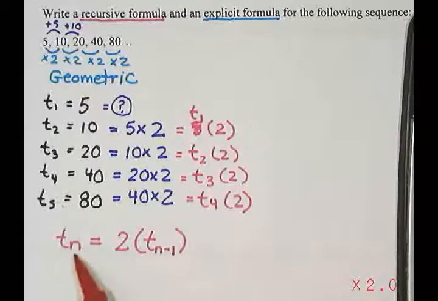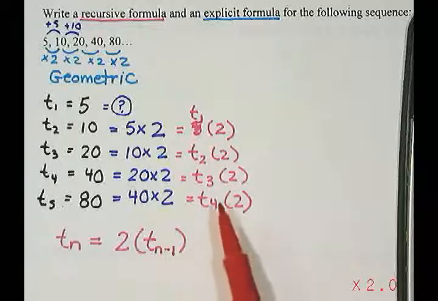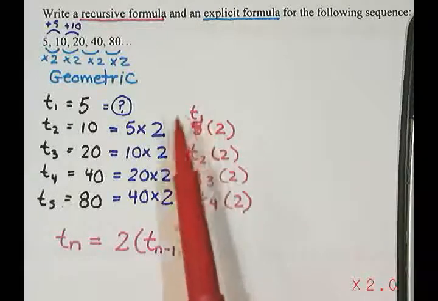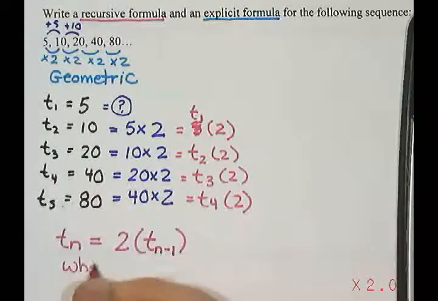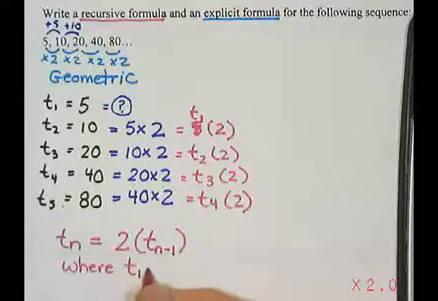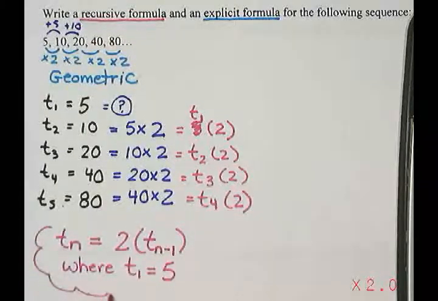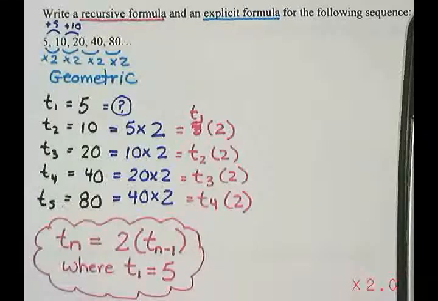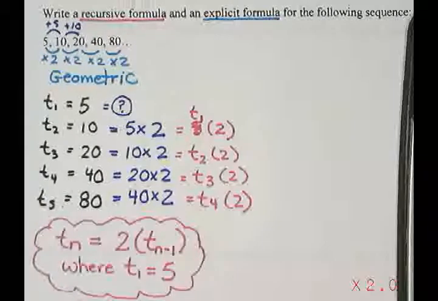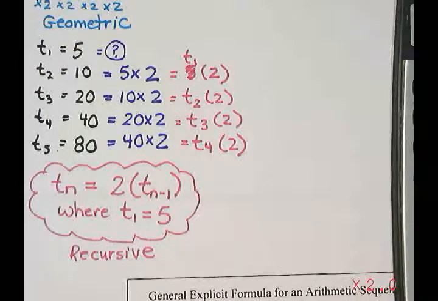So you can find term n by doing 2 times term n minus 1, and that works for term 5, 4, 3, and 2, but it does not work for term 1, so I have to add in what term 1 equals as part of the formula, since it does not follow the formula. So my recursive formula is Tn equals 2 times Tn minus 1, where T1 equals 5.